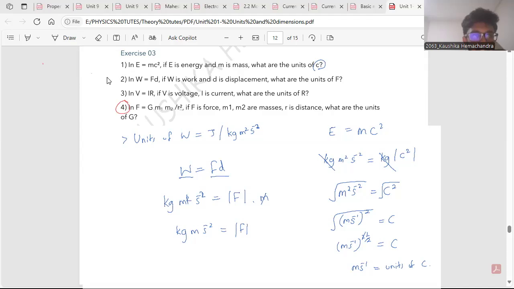Fourth one for homework. F equals G M1 M2 over R squared. This is the equation, okay? The 1 is down, and the 2 is down like this. F is force, M1 and M2 are masses, R is distance. What are the units of G? Homework, okay?